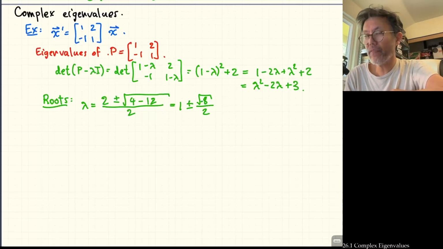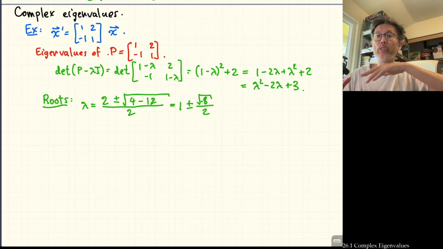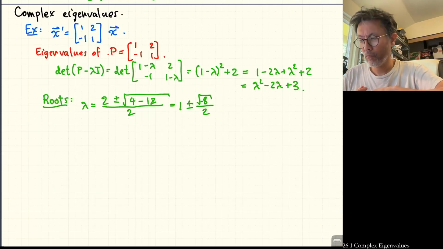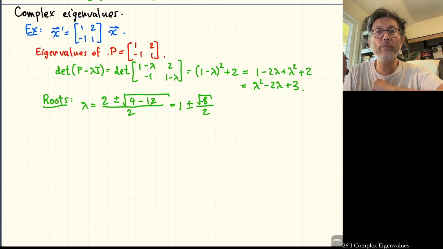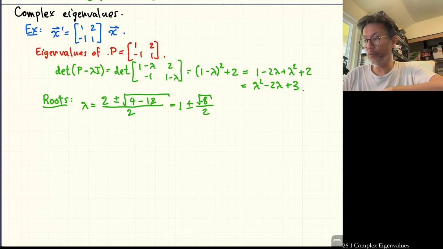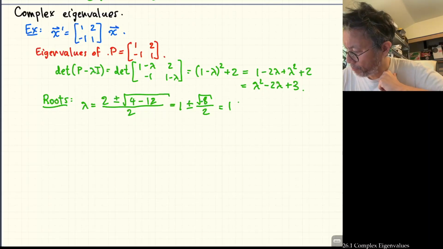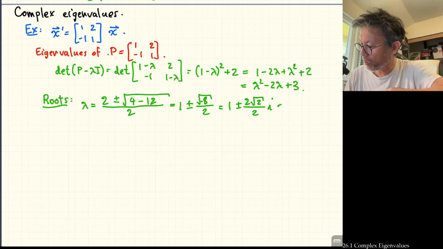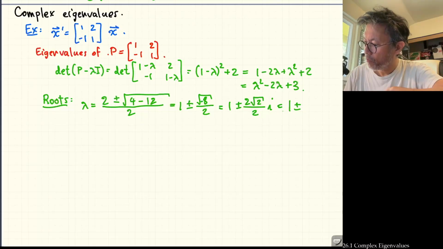Now, the square root of a negative number doesn't exist over the real numbers, but it does exist over the complex numbers. And what that ends up being is the square root of 8 times i. Now, square root of 8 we can write as 2 times the square root of 2. So this becomes 1 plus or minus 2 times the square root of 2 times i over 2. Make sure you understand that. And then I can cancel the 2 upstairs and downstairs, and what I get are 2 roots, 1 plus or minus the square root of 2 times i.